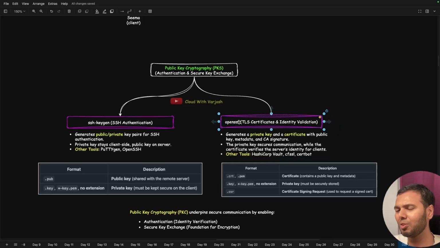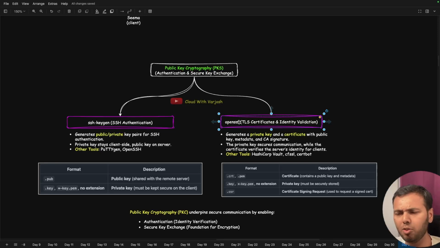The tool that is used to generate TLS certificates is called OpenSSL. But Varun, shouldn't it be called OpenTLS? Why is it called OpenSSL? Firstly, SSL is a predecessor of TLS. So previously SSL was widely used. SSL stands for Secure Sockets Layer. TLS is a successor of SSL. It is an enhanced version, and right now TLS 1.3 is the latest one.